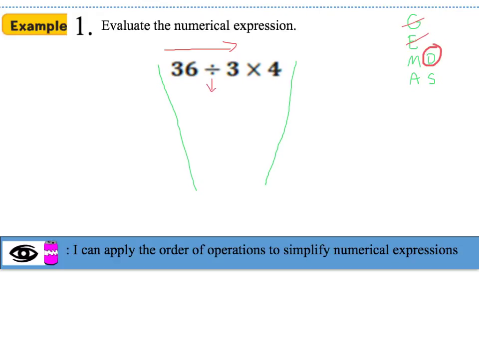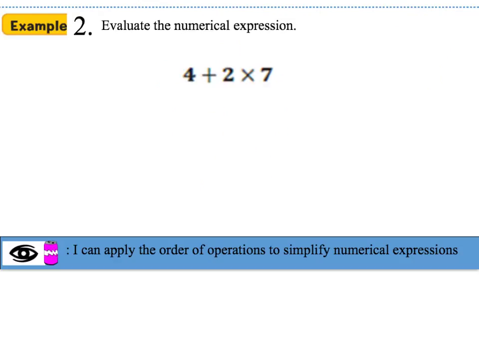So if I start from left to right, I know that division comes first. So I'm going to divide first. I know that 36 divided by 3 is 12. So 36 divided by 3 becomes 12, and I'm going to multiply that by 4. So I've used my division. Now that I've used division, the only thing I have left is multiplication. So 12 times 4 becomes 48. So my answer becomes 48. If I didn't use the order of operations to solve this problem, I would not have gotten 48 as my answer. Example 2 is asking us to evaluate this numerical expression.